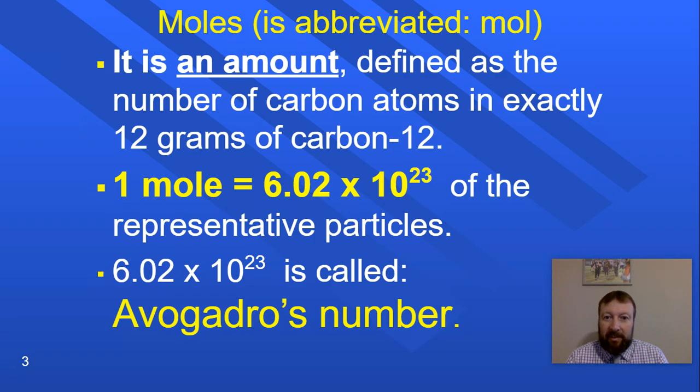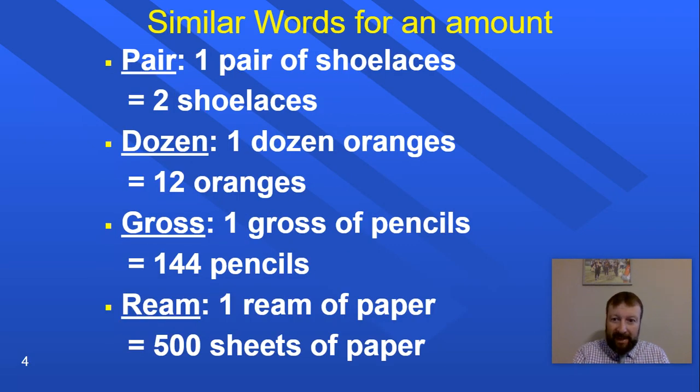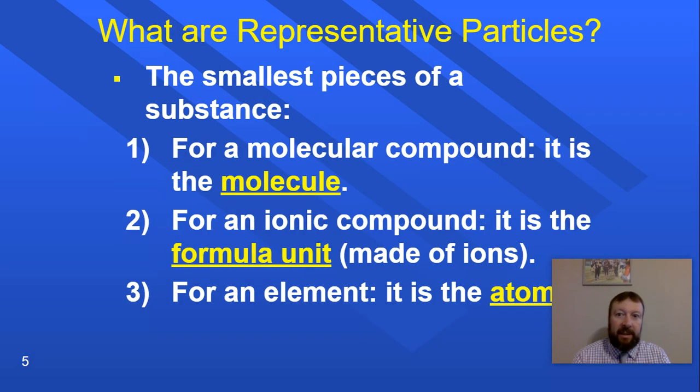That 6.02 times 10 to the 23rd, again, it's just a number. It doesn't have a unit on it. It's called Avogadro's number. And basically, it's similar to saying words like a pair, where a pair is 2, a dozen means 12. When you say a mole, it's a number. And that's what it stands for. There's a couple other ones listed there.